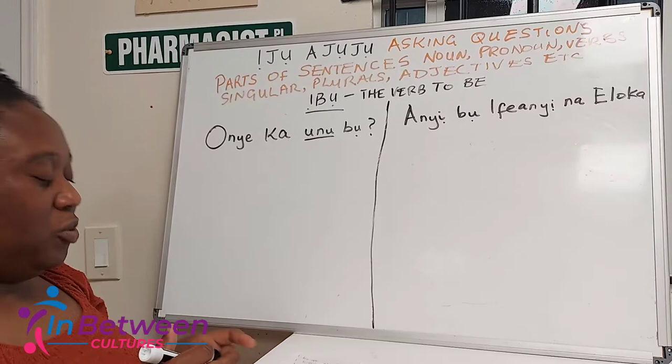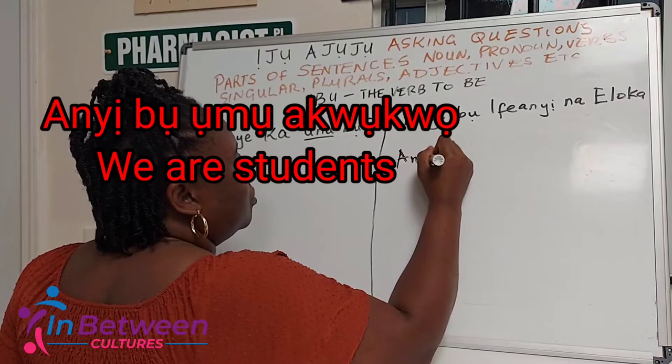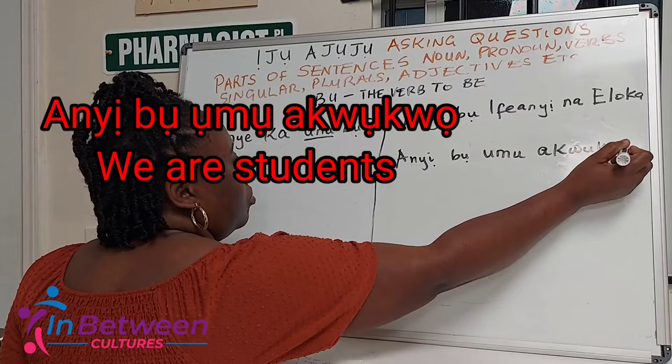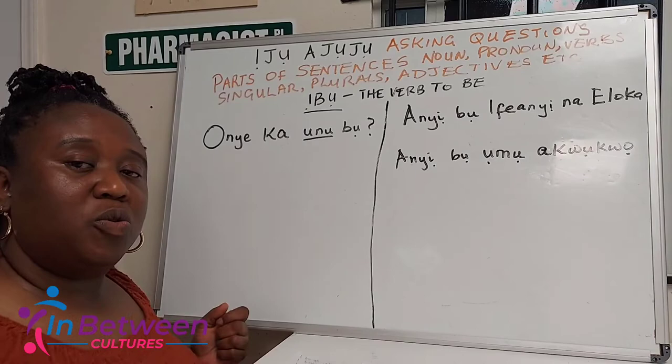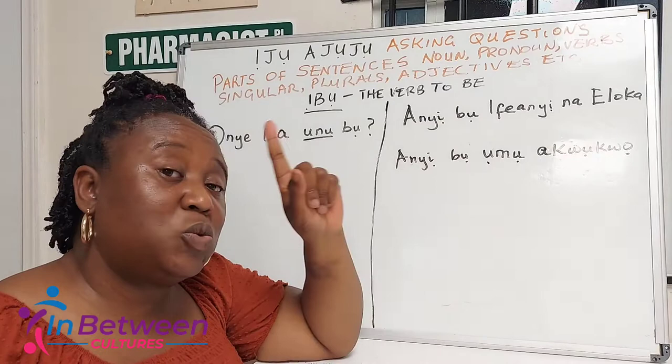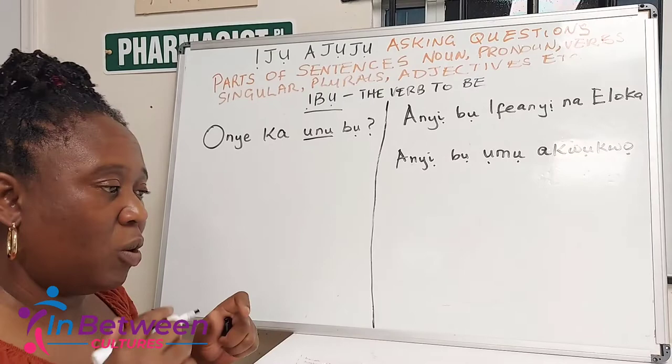Anyị bụ ụmụ akwụkwọ. We are students. Ụmụ akwụkwọ. This is plural. So if it was one person that you asked the question, I'm going to put that under here, but that's not what we're conjugating right now.